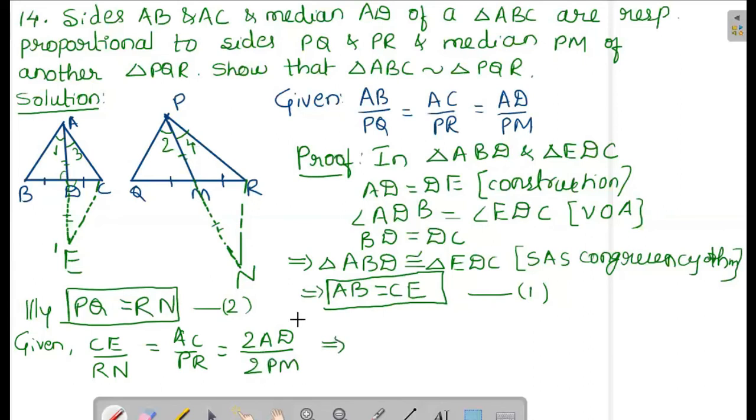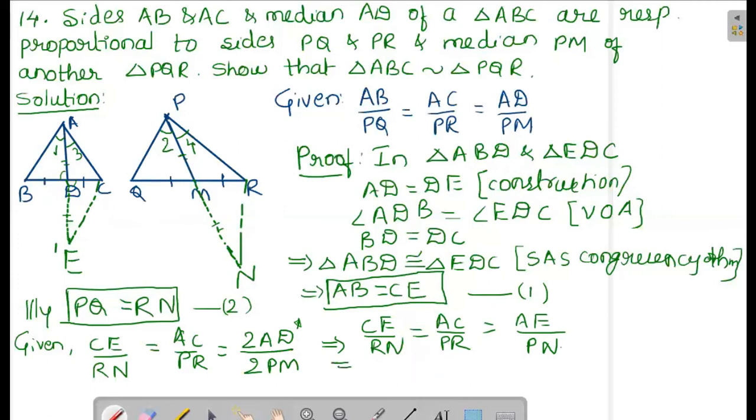This implies, this step you have to remember. This implies CE by RN is equal to AC by PR. What is 2AD? 2AD is nothing but AE. AE by, what is 2PM? It is PN. AE by PN. Just observe this. CE by RN, AC by PR, AE by PN. What it shows? These two triangles are similar by SSS criteria.